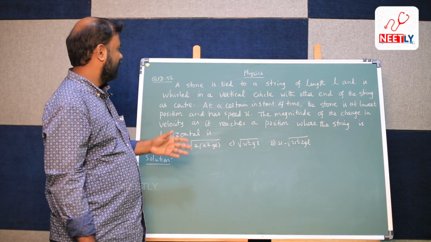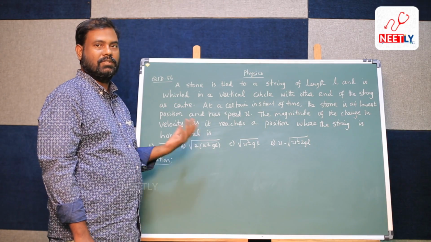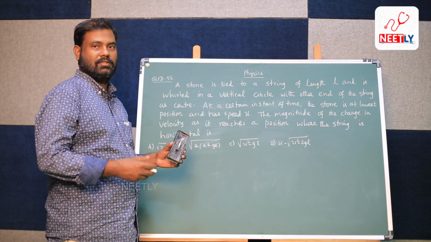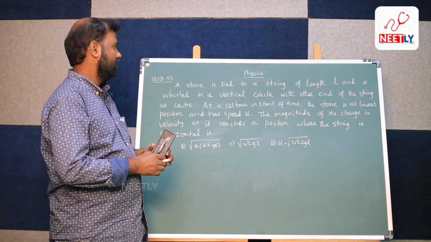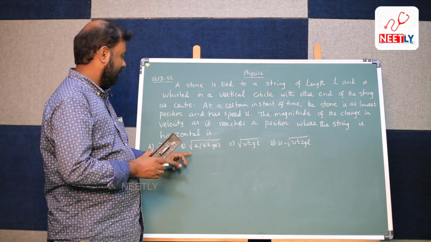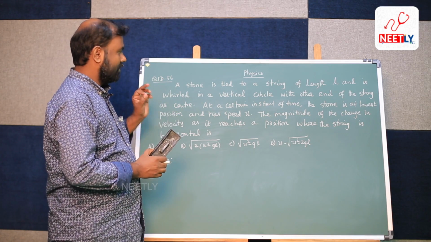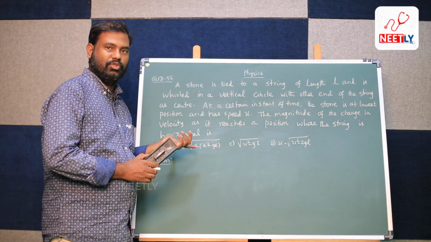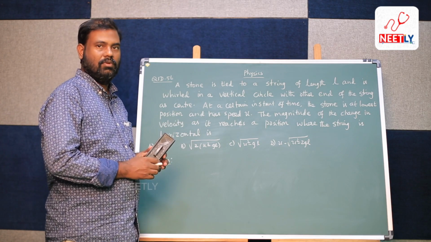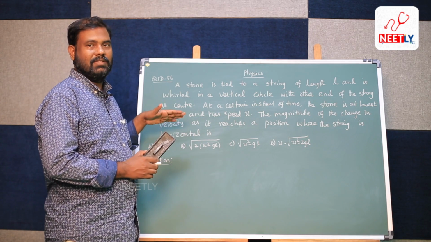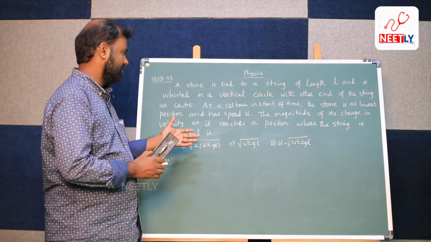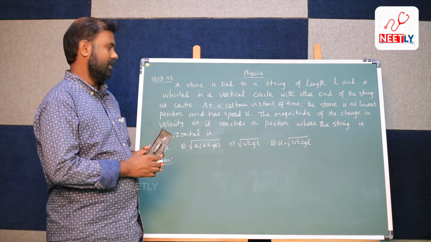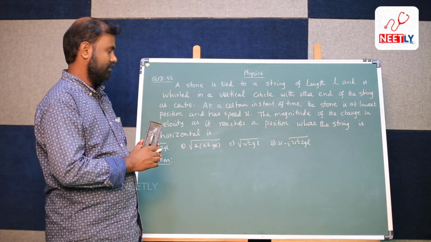In this problem we have a stone attached to a string, and it is whirled in a vertical circle. At the lowest position, the stone has a velocity u, and when the string is at the horizontal position, it has a velocity v. They are asking what is the change in velocity. So, this is the question.